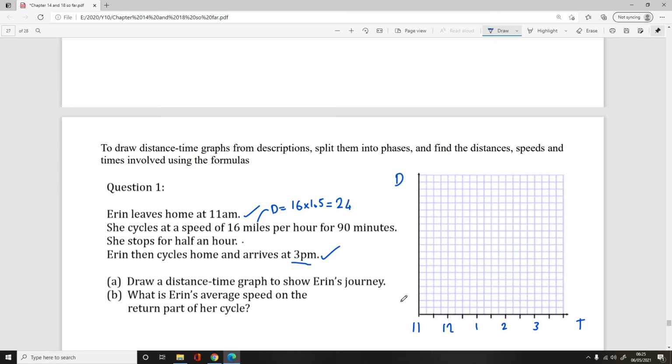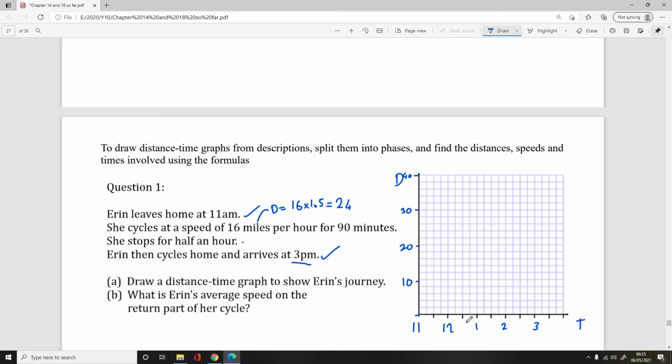So we need to get up to 24 miles away. So 1, 2, 3, 4, 5. Yeah, this only goes up to 20. So if we want to cover 24 miles, we need like each square to stand for maybe 2. So we go 10, 20, 30, 40 maybe.